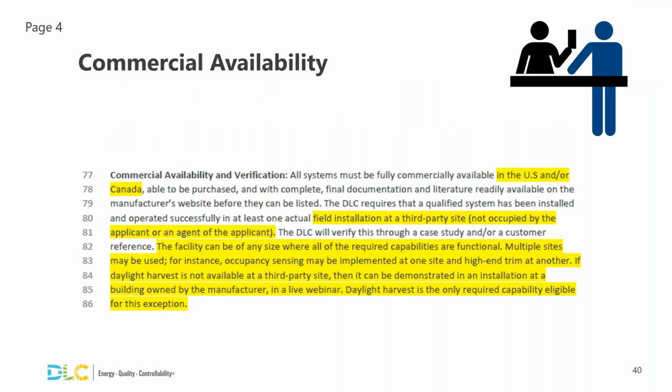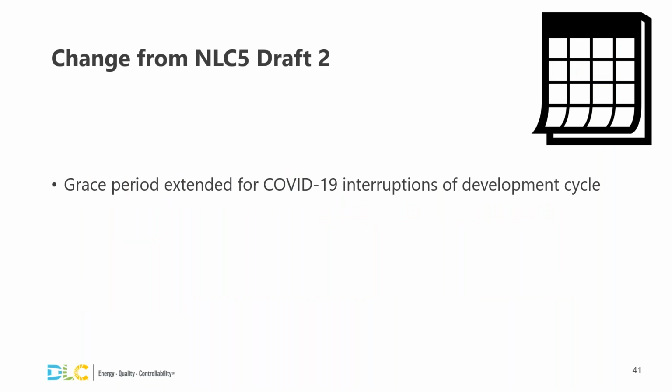The commercial availability requirements were spelled out more clearly in terms of needing a field installation at a third-party site and being able to demonstrate most of the capabilities. And also, compared to an earlier draft, we have extended the grace period because of concerns that COVID-19 has delayed the development cycle at several different manufacturers.